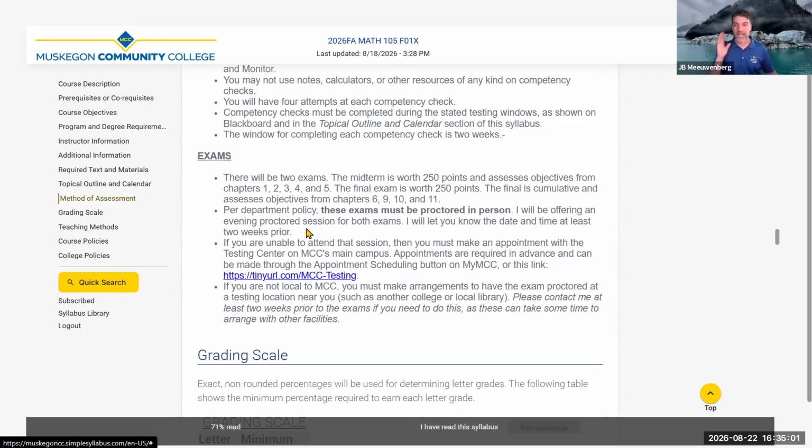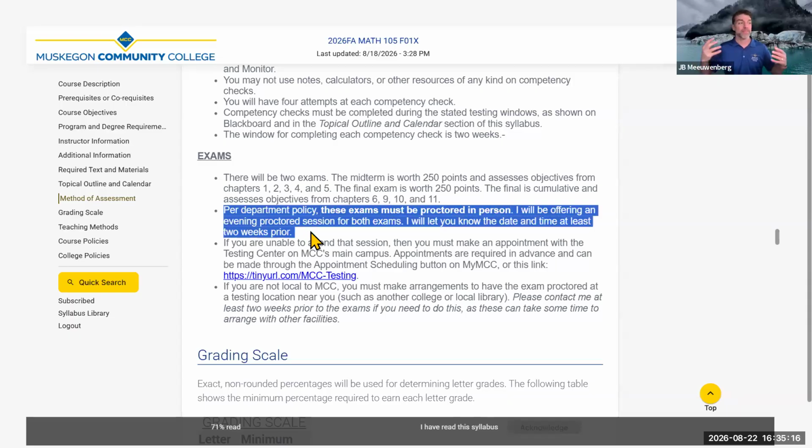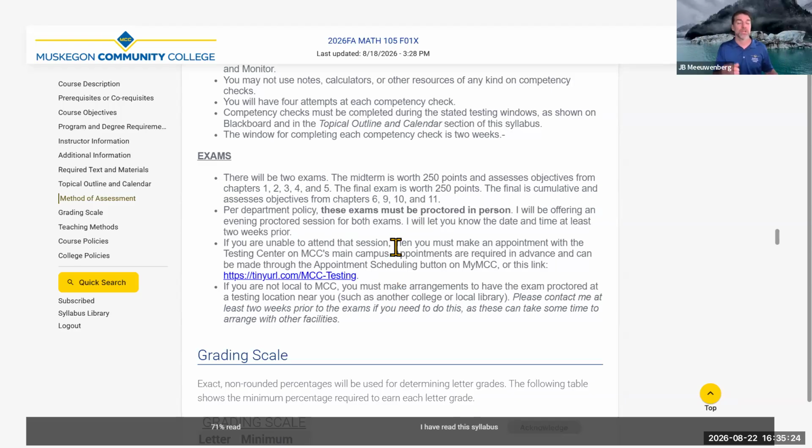Exams. We will have 2 exams, a midterm exam and a final exam. Both are worth 250 points. The midterm assesses the content from the first half of the course and the final from the second half of the course. Please note, we have a policy in the math department that every online course must have at least 2 in-person proctored exams, including this course. So I will be offering a proctoring session during the week of each of those exams. I will let you know when that is as those dates get close.